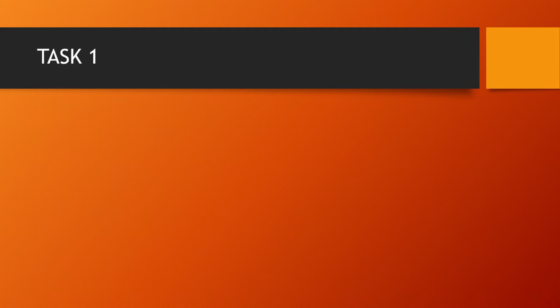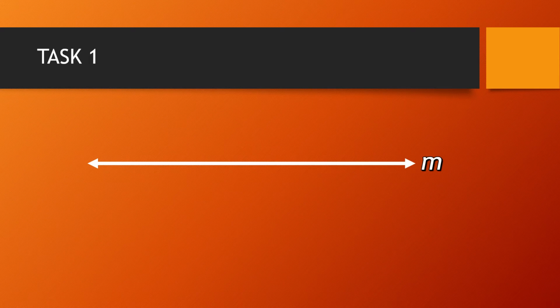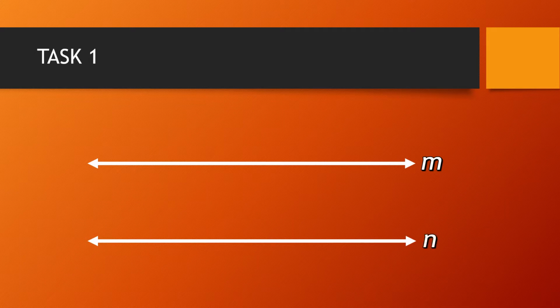Draw a horizontal line and label it as line M. Okay, and then draw another horizontal line below, parallel to the line M, and name it as line N. Next, draw a diagonal line intersecting the two lines, line M and line N, and name it as line P. Okay, there it goes.